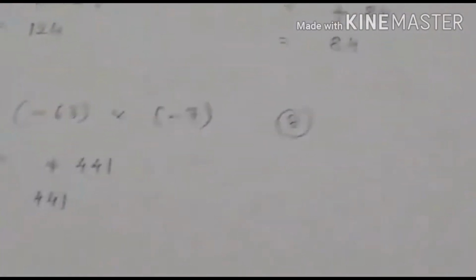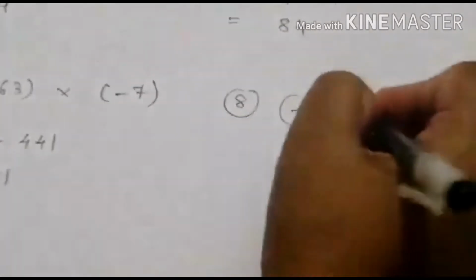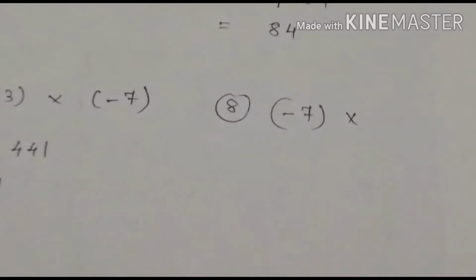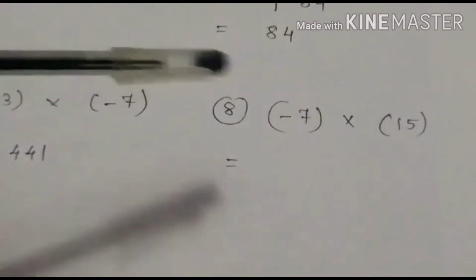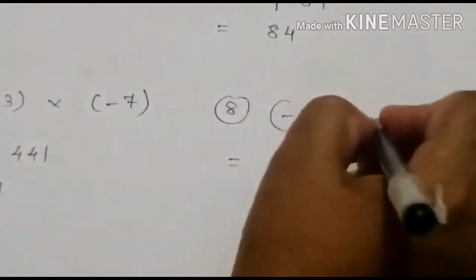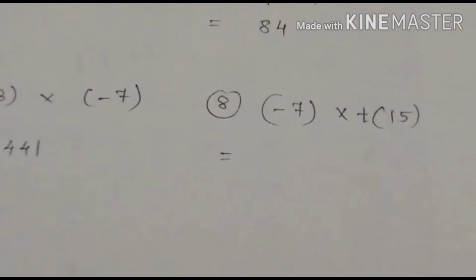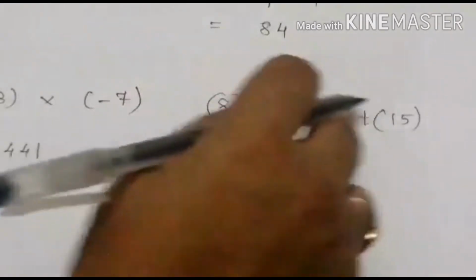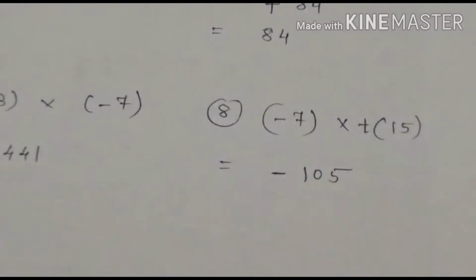Eighth example. We'll move to the eighth example. Minus 7 multiplied by 15. Minus 7 multiplied by 15. 7 is having minus sign, 15 is having no sign, so it is with sign plus. Minus plus is minus. 7 multiplied by 15. 15 sevens is 105. So the answer is minus 105.